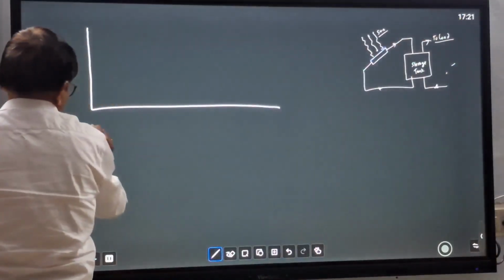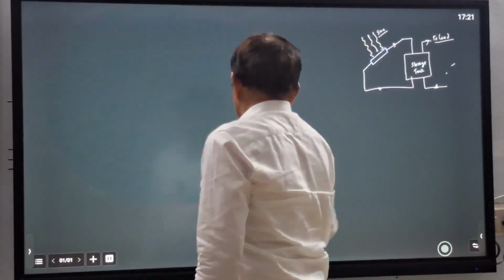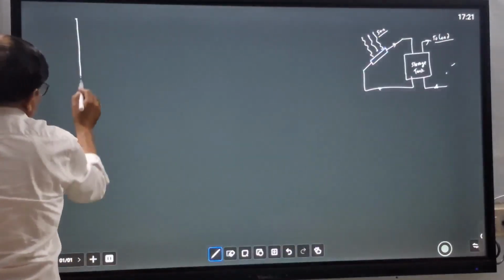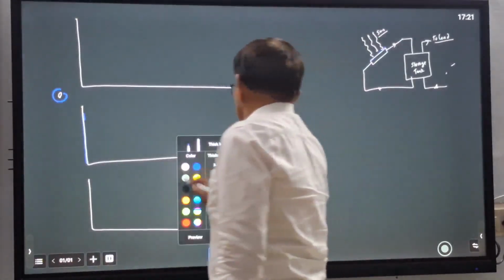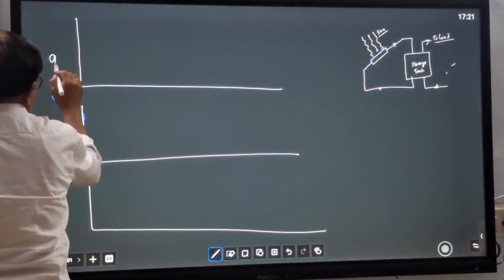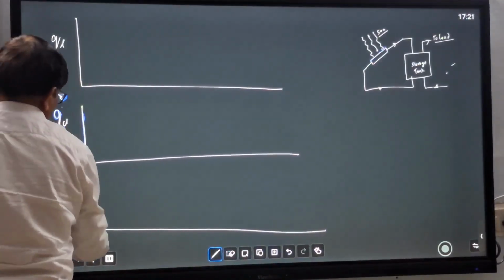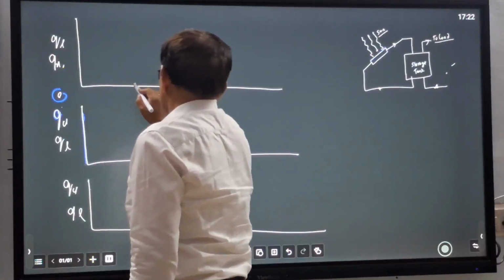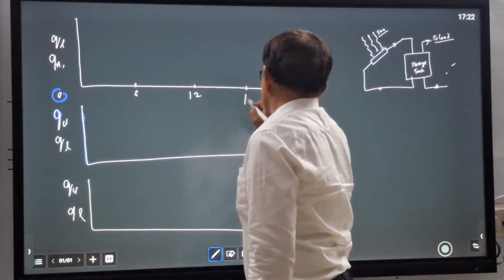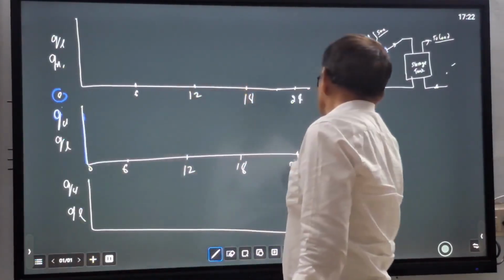Energy storage requirement. Let us look at this. First A, this is B and this is C. Here Qu is the useful heat gain and Q load. Qu and Q load. Here is the time axis: 0 to 6, 12, 18 hours and 24 hours.